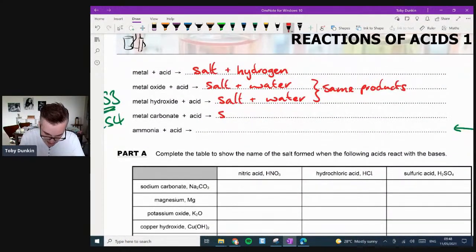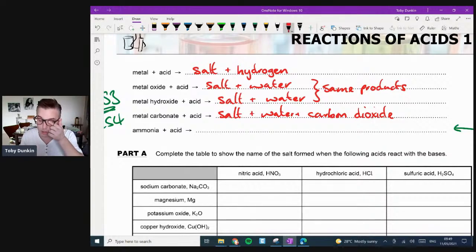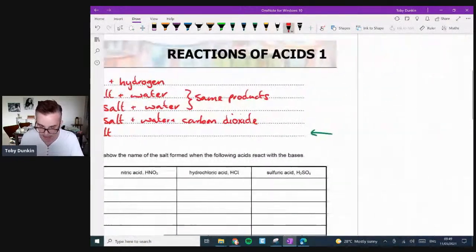Metal carbonate gives salt plus water plus carbon dioxide. Very common still at GCSE for these general equations to be used. Still very common. The next one is very strange. Ammonia plus acid simply goes to salt. Let me show you why.